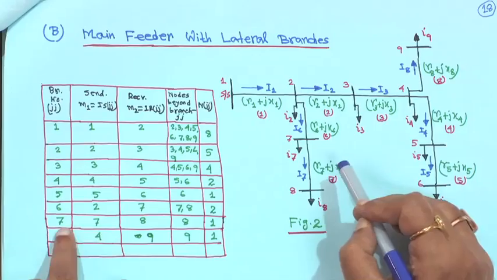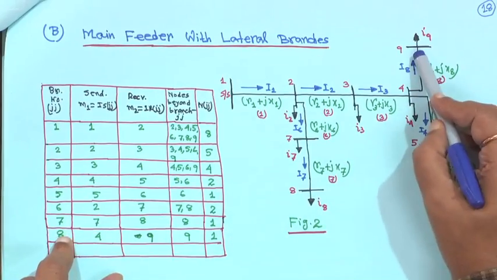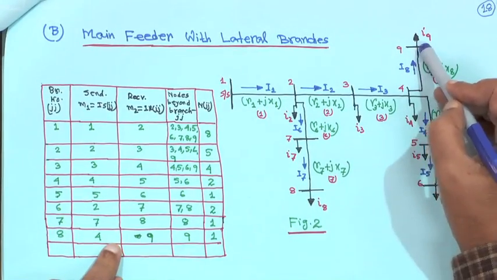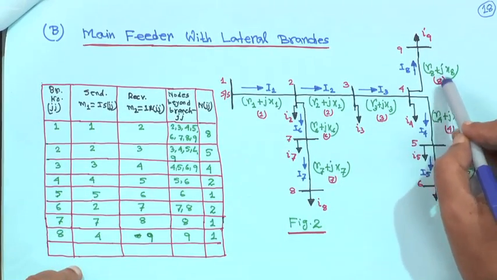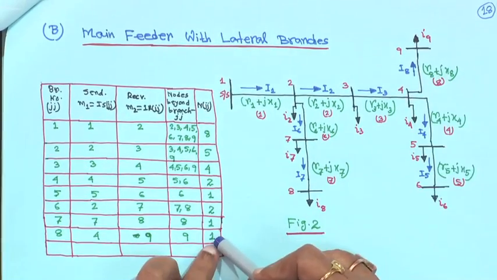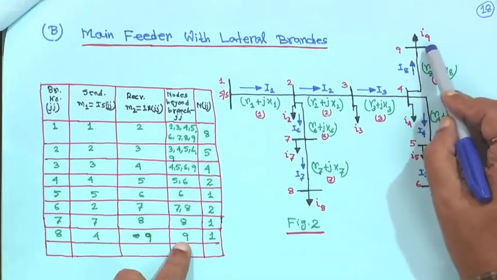Similarly, you come to branch 8. Branch 8 means 4 to 9. So, 4 to 9, this one, and beyond this branch only one node is there. So, it is only one, and which is that node? It is 9.